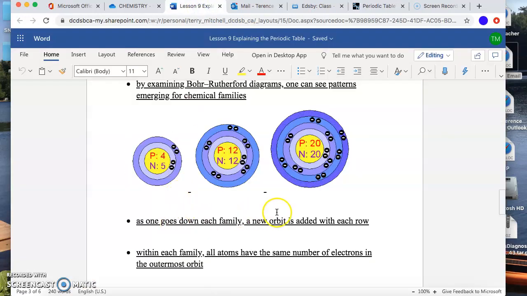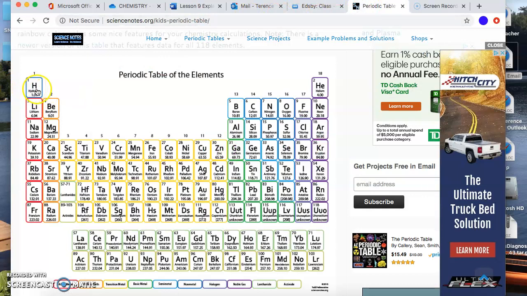So as you go down the family, you'll also see a new orbit is added. I talked about the periodic table having a lot of information in it. This row here, 1 orbit. Lithium right across to neon, 2 orbits. Sodium across to argon has 3 orbits. Potassium, 4 orbits. Rubidium right across to xenon, 5 orbits. So when I look at magnesium, I know that it has 3 orbits because it's in the 3rd row. And I know in the outer orbit, it has 2 because it's in our 2nd family.